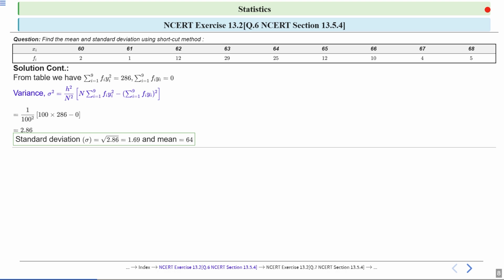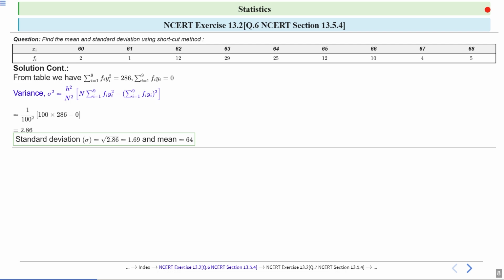So finally, to find the standard deviation, we take the square root of the variance. So sigma squared, square root of sigma squared is simply sigma. Standard deviation sigma equal to square root of 2.86, and it is approximately equal to 1.69. And the mean which we calculated earlier using the assumed mean method is 64. So our final answers are standard deviation is 1.69 and mean is 64.